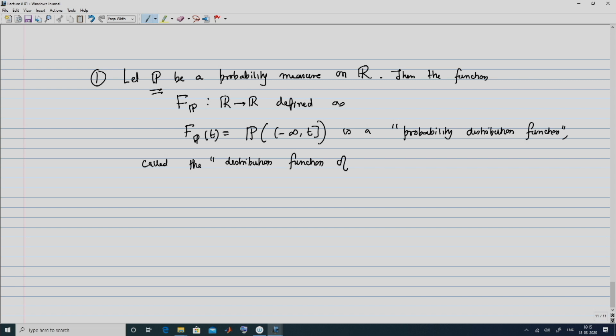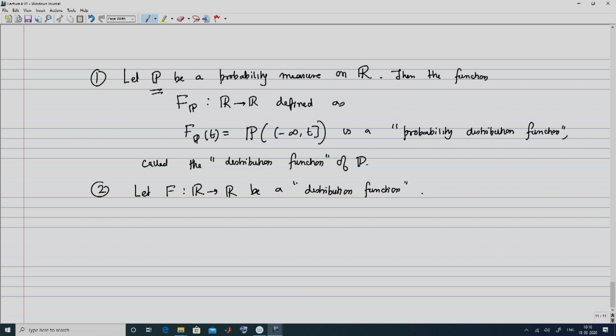And the second result that I want to state is the following: let F from R to R be a distribution function as defined in part 1.